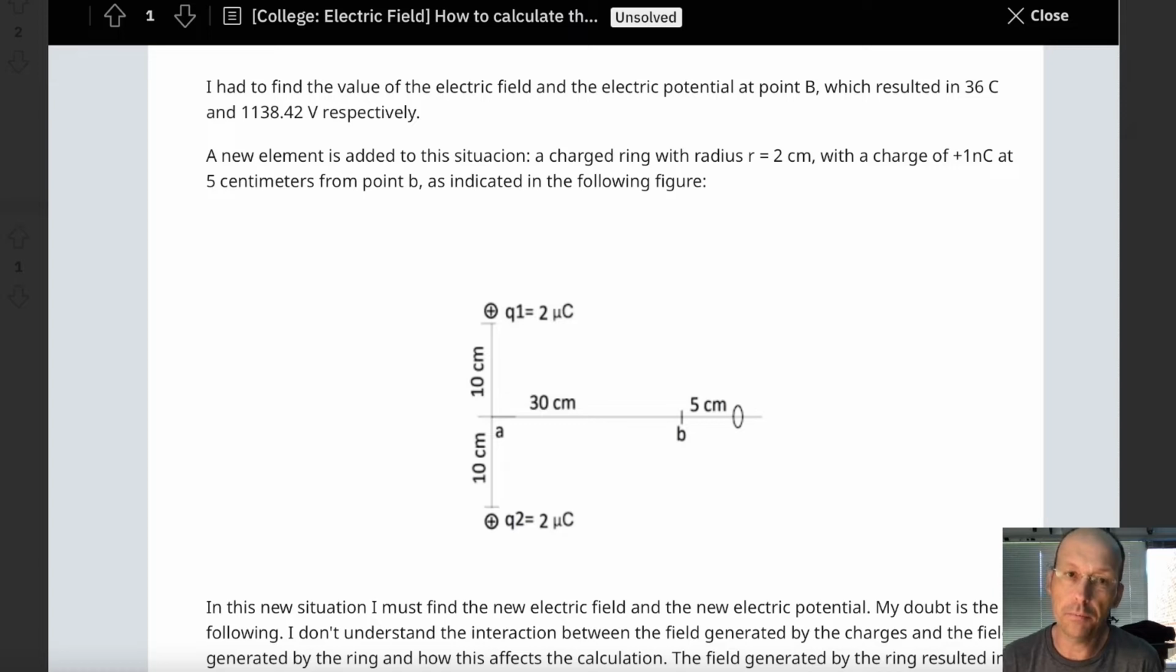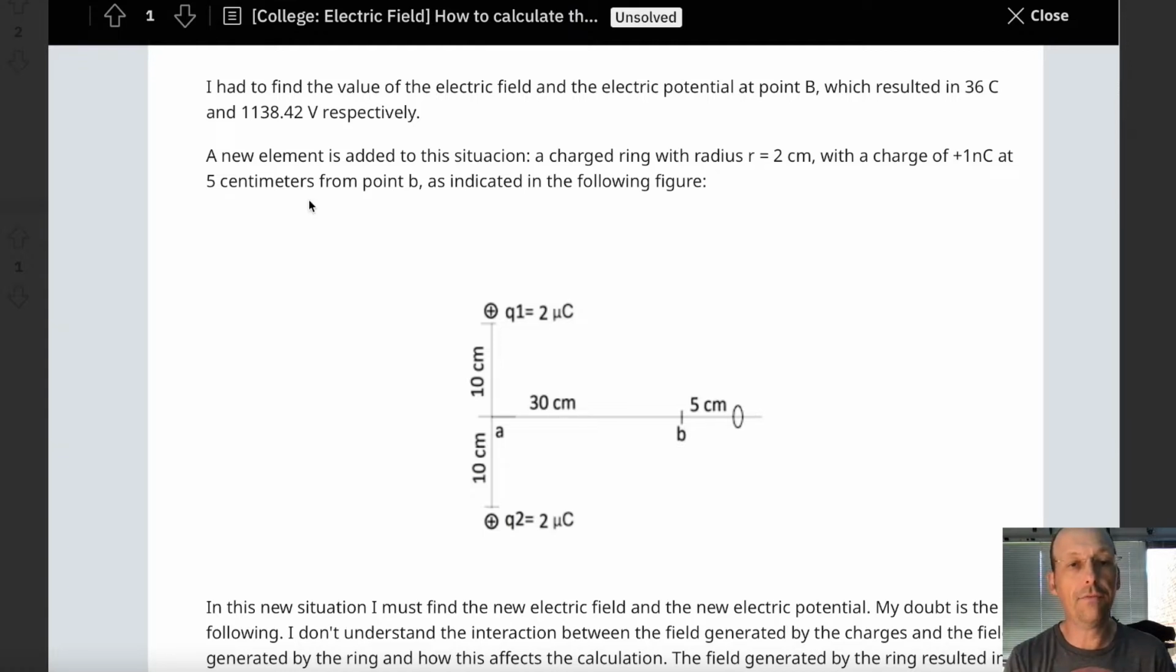I think it's a valid problem. Okay, so I had to find the electric field and the electric potential at point B. It's right down here. Which resulted in 36 coulombs. No, and that should be newtons per coulomb. And 1138 volts respectively. So let's do that problem.